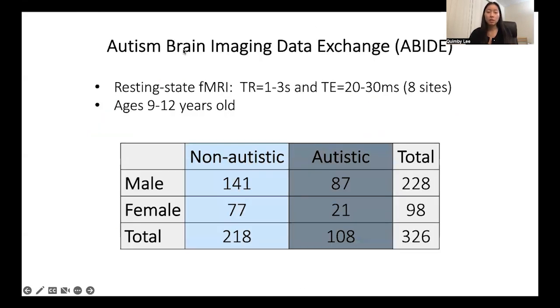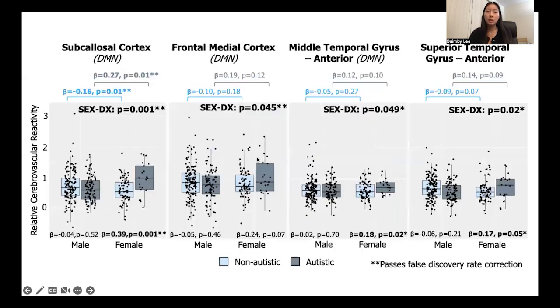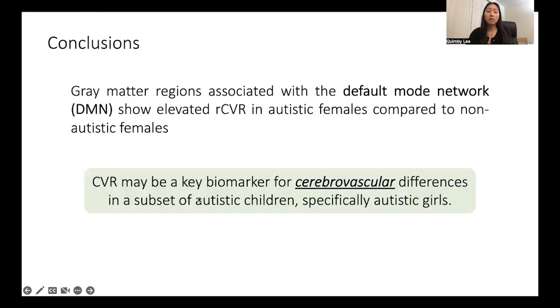In this case, I use the Autism Brain Imaging Data Exchange, which is a repository of MRI scans of autistic and non-autistic children ages 9 to 12 years old, and identified sex by diagnosis effects in 4 regions of the gray matter, where we see elevated cerebrovascular reactivity in autistic females compared to non-autistic females, but we don't see that same difference in males. So to conclude, CBR may be a key biomarker of cerebrovascular differences in a subset of autistic children, specifically autistic girls.